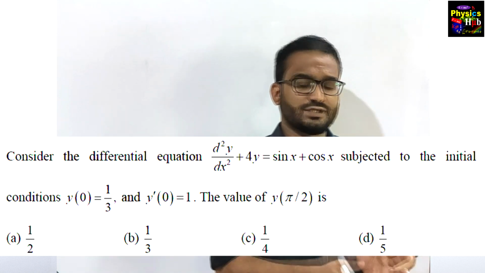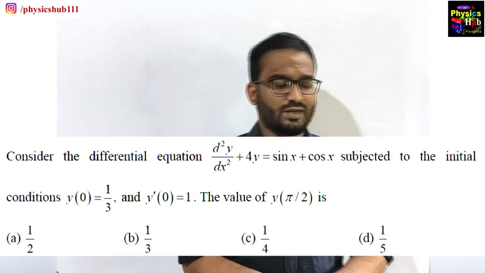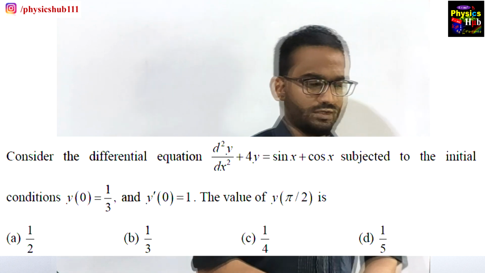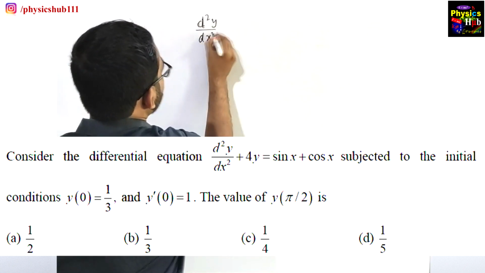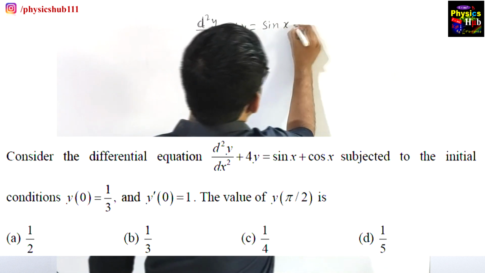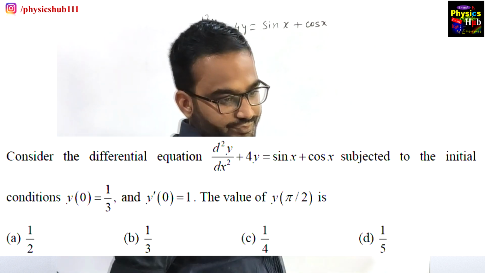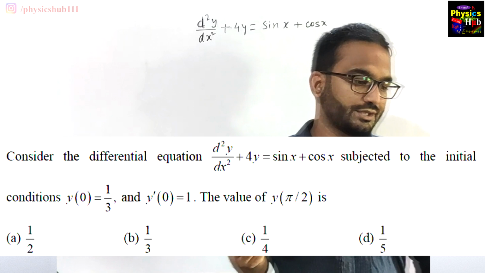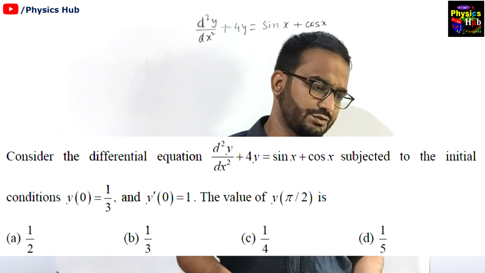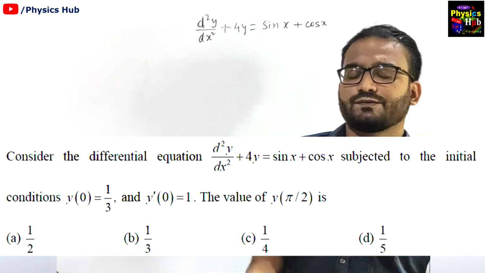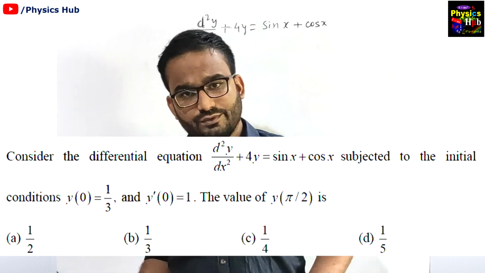Okay, so let's start with the first problem. The first problem is from differential equations and it reads like this. Consider the differential equation d square y by dx square plus 4y equals sin x plus cos x. Let us just write the differential equation first. So this is the differential equation given to you, subject to the initial conditions y at x equals 0 is 1/3 and y prime at x equals 0 is 1. What will be the value of y at pi by 2? And you are given 4 options.